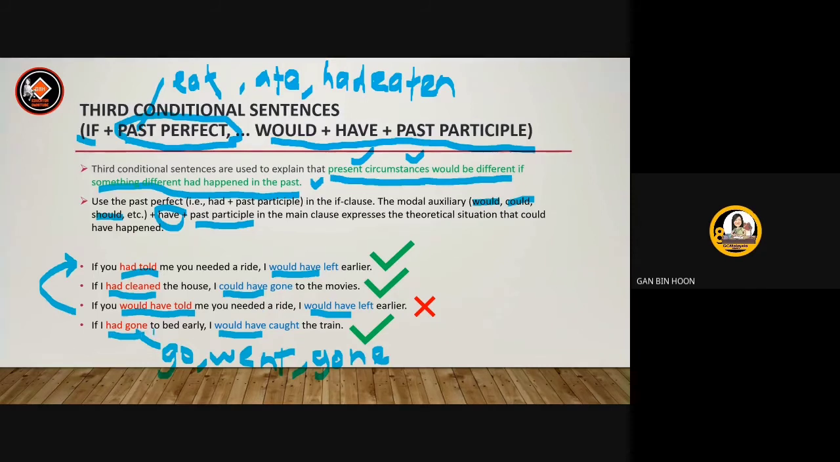If I had gone to bed earlier, I would have caught the train. It means if I had slept earlier, I would not have missed the train. But the real thing is I slept late, so I really missed the train. Okay, it's a bit difficult. Any problem understanding the third one?